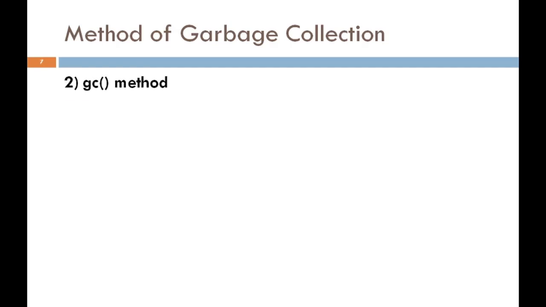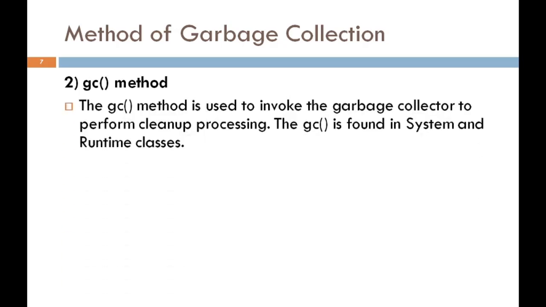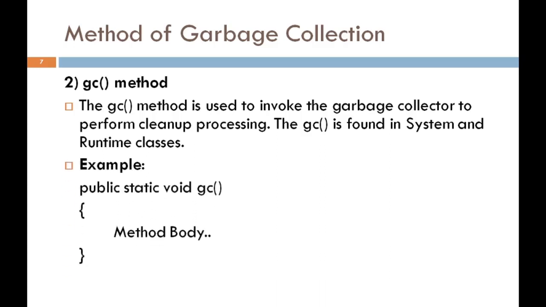Now, the second method is the GC method, which is also known as the garbage collector method. The GC method is used to invoke the garbage collector to perform the cleanup processing. The GC is found in the System class under runtime classes. The syntax of the GC method is public static void gc(), and then the method body.